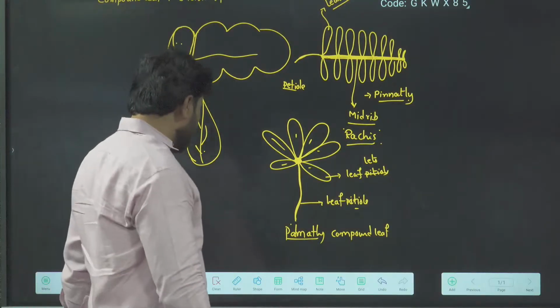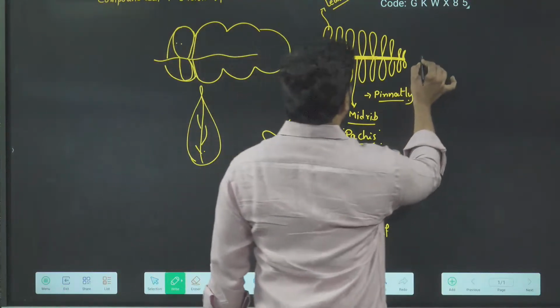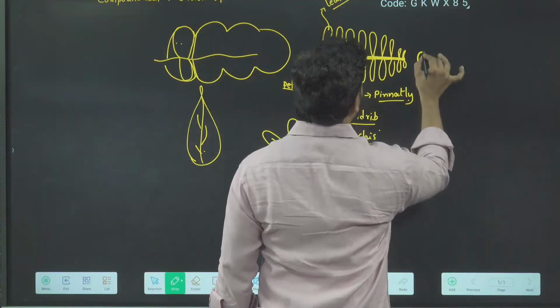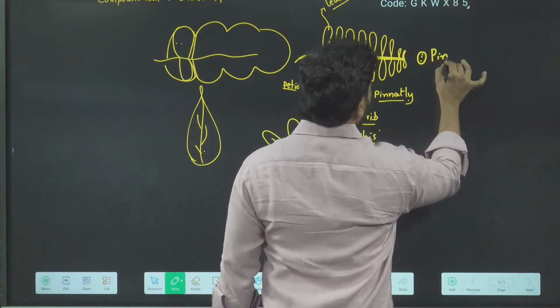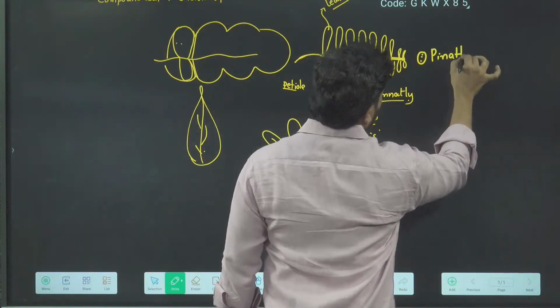In this case, imagine the best example for a pinnately compound leaf according to our NCERT book.